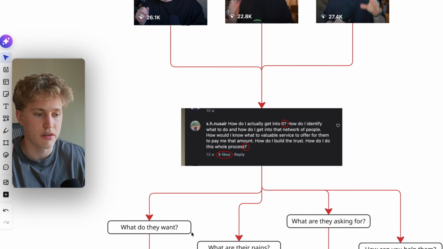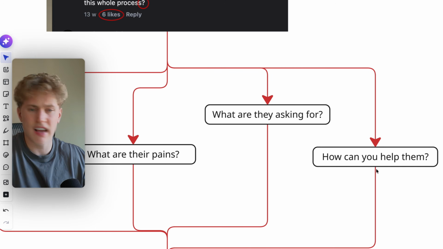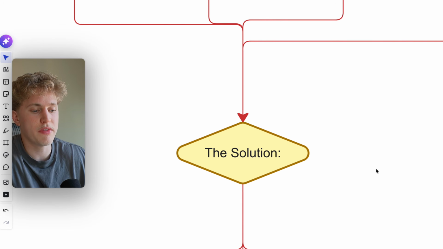It also gives you an indication of what you should start to create free resources around, right? So you identify, what do they want? What are their pains? What are they asking for? And of course, how can you actually help them? And then you move down to the solution.